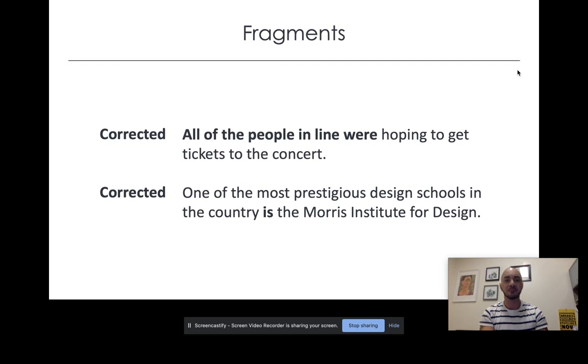Another example would be one of the most prestigious design schools in the country is the Morris Institute of Design. This time we have added the verb is. It's a linking verb, and so we've connected the Morris Institute of Design to a description of it, which is a prestigious design school. So one way we can fix fragments is by adding the necessary information to it.